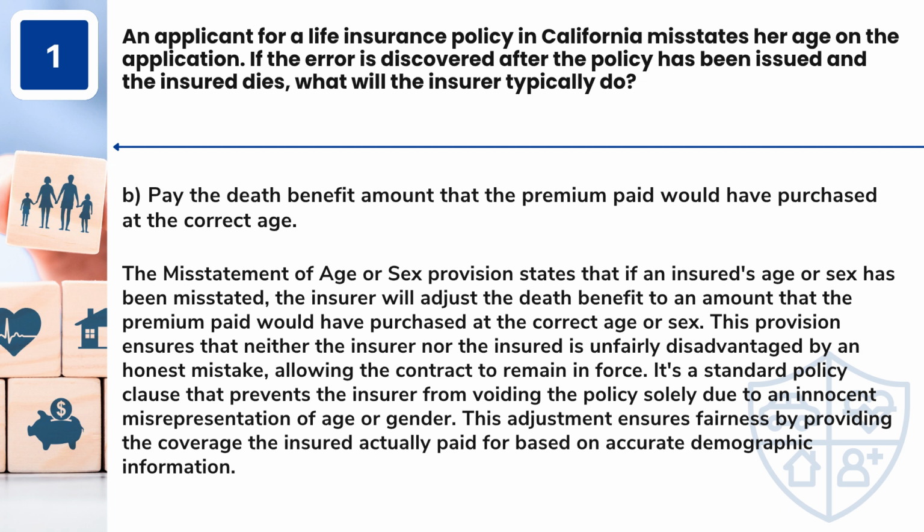It's a standard policy clause that prevents the insurer from voiding the policy solely due to an innocent misrepresentation of age or gender. This adjustment ensures fairness by providing the coverage the insured actually paid for based on accurate demographic information.